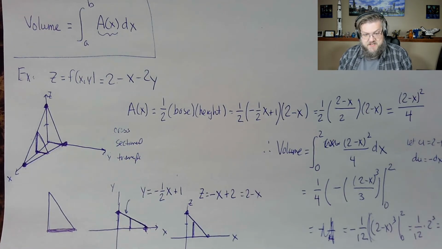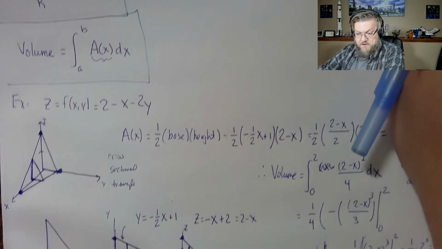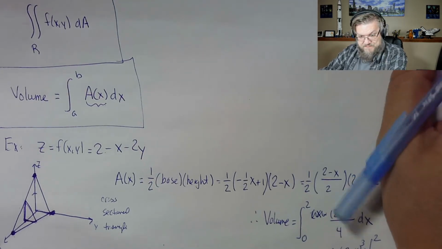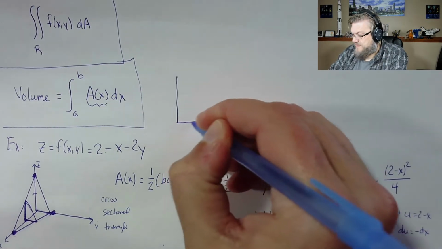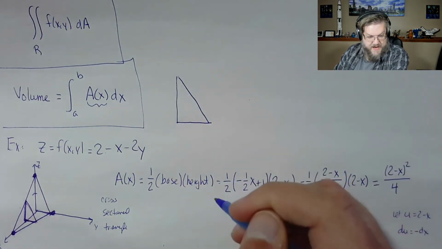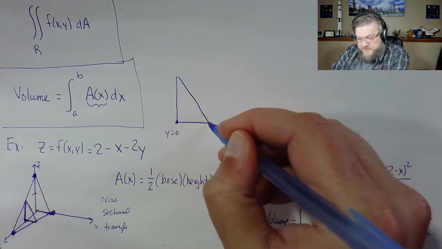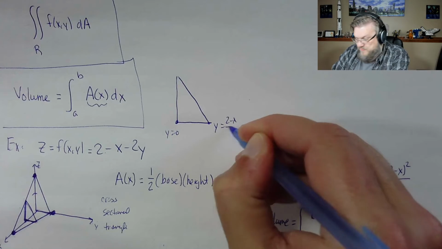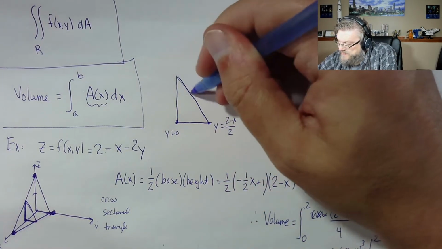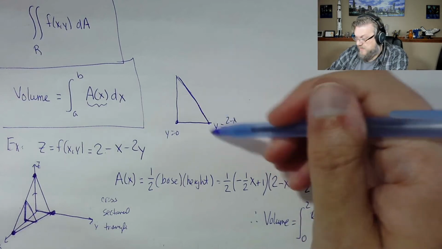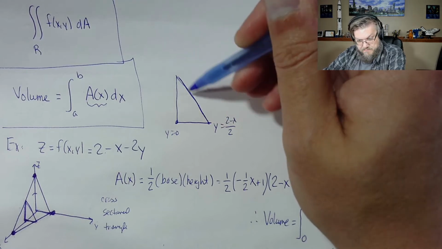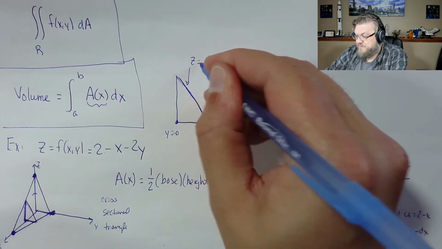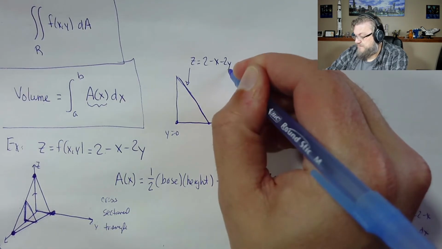We can obtain A of x in maybe a little bit of an easier way, if you're willing to do a little bit of integration. So maybe think of it this way. I'm going to go back to this problem here, where we had this triangle, and here's y equals 0, and this was the point y equals (2 minus x) over 2, and this happened to be the portion of the surface, the plane, right? And so this is going to be z equals 2 minus x minus 2y.